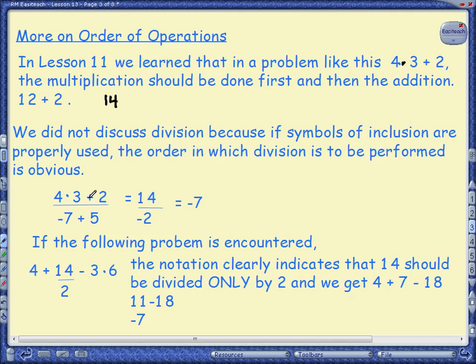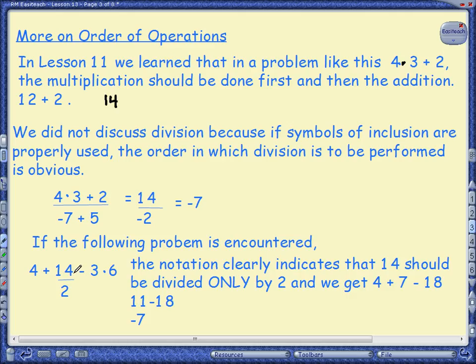Okay, so here we have 4 times 3 plus 2. That equals 14. Negative 7 plus 5 is negative 2. Now this means 14 divided by negative 2, and that equals negative 7. If the following problem is encountered, the notation clearly indicates that 14 should be divided only by 2, not anything else, just the 14.